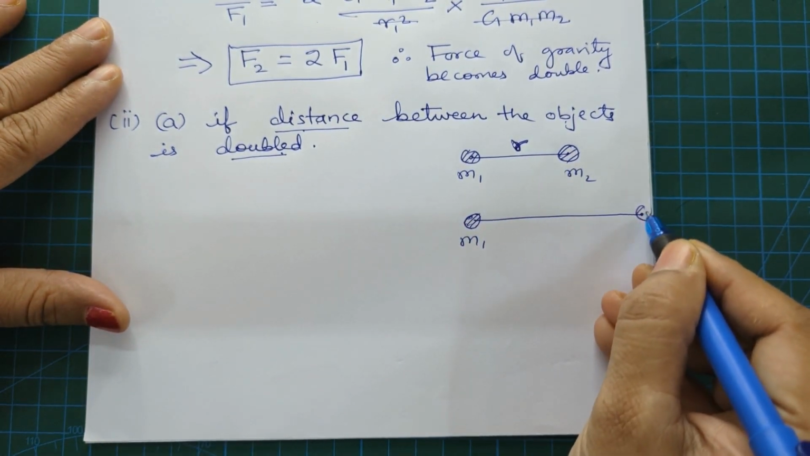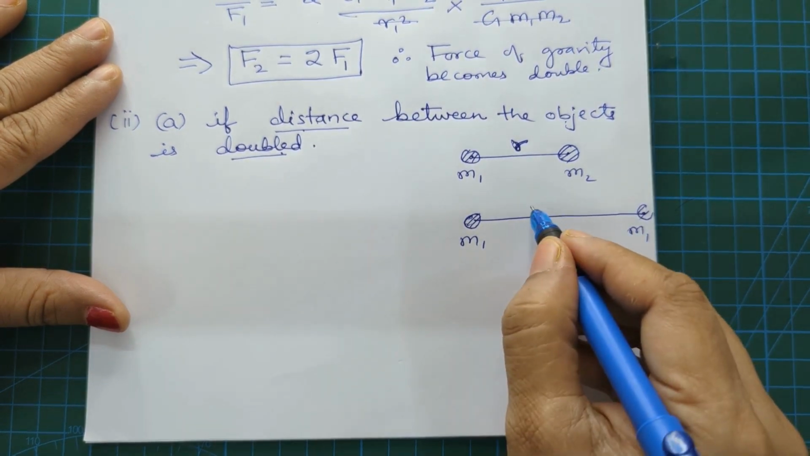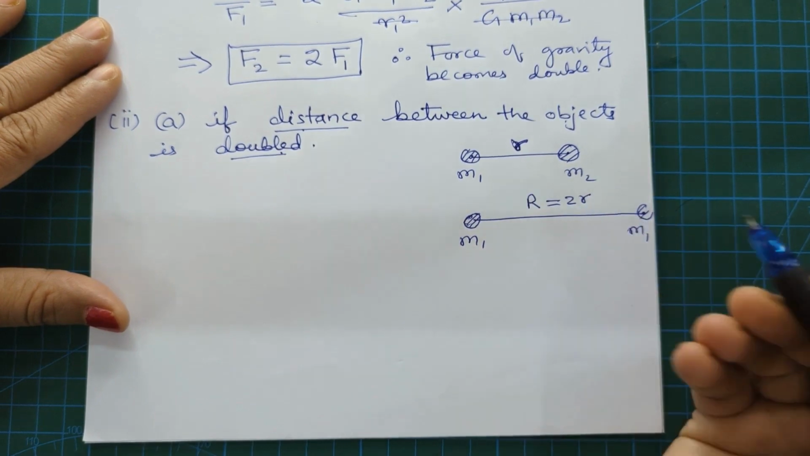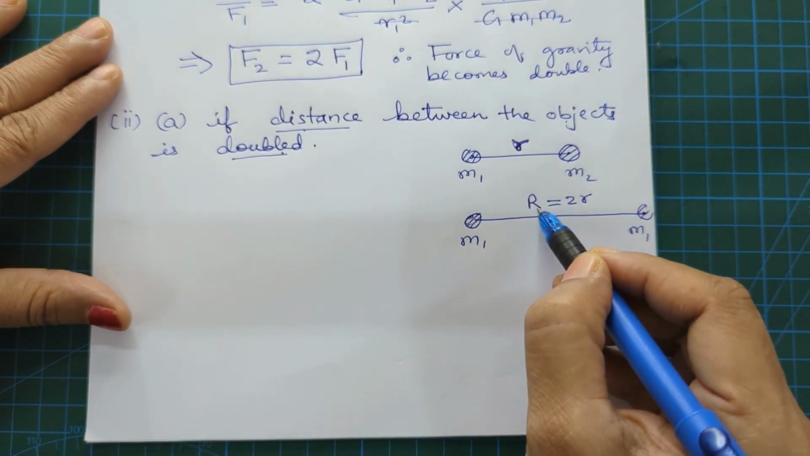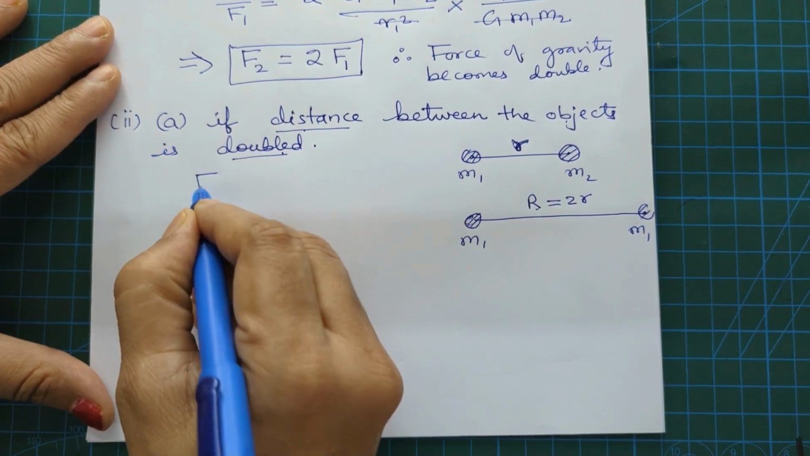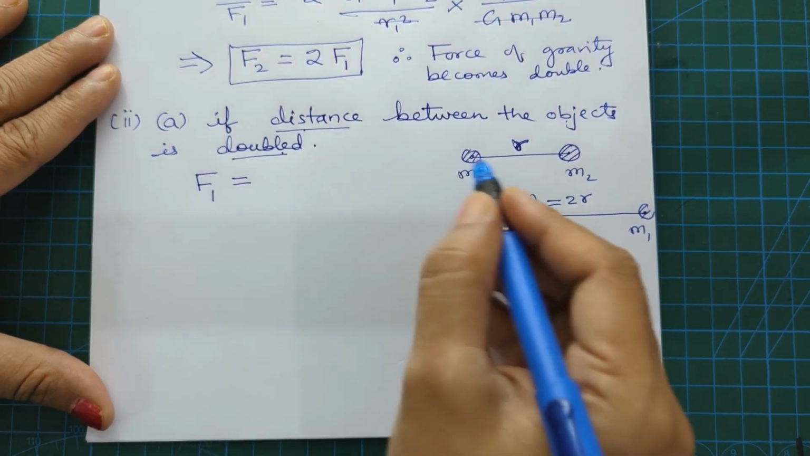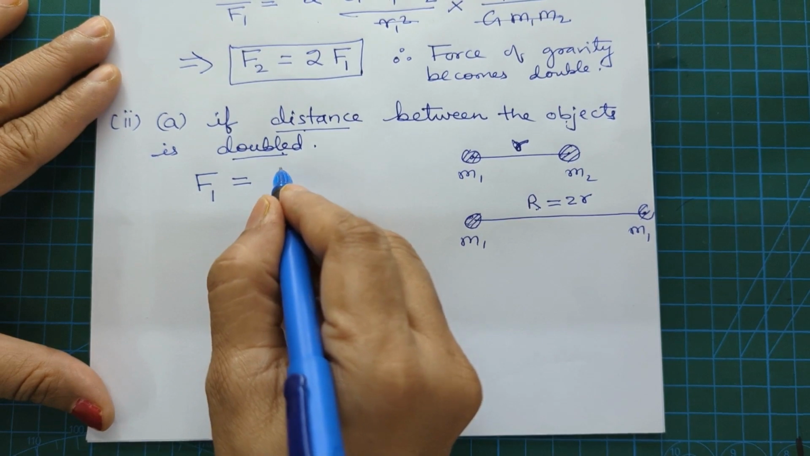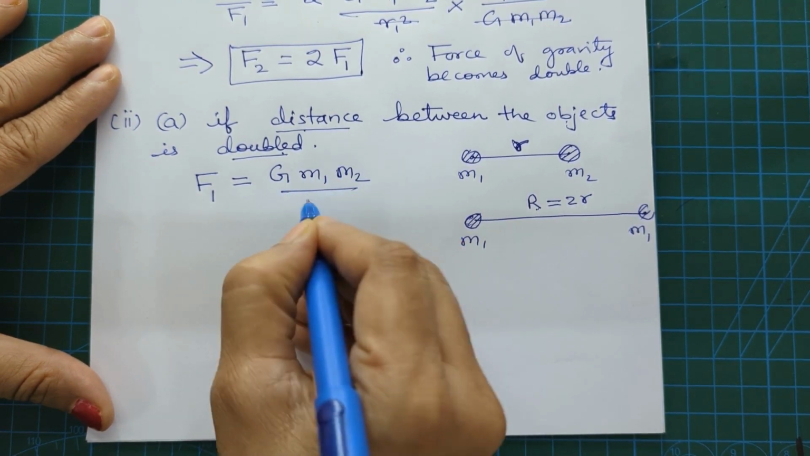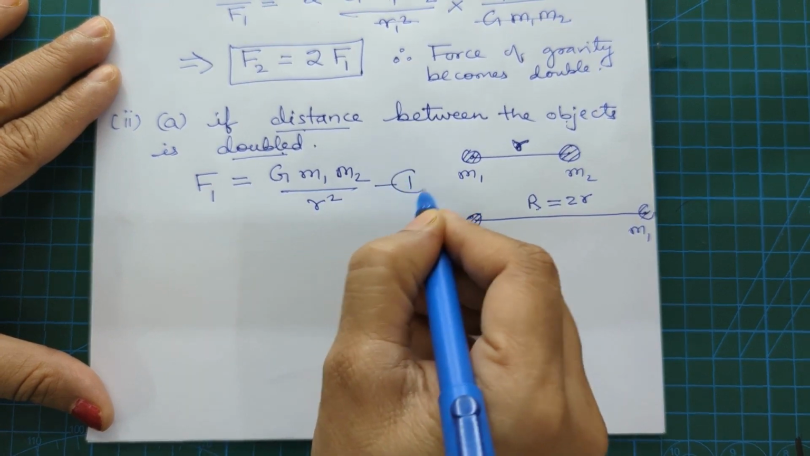So the distance between m1 and m2 is the new distance. The new distance is double the initial distance. You can even take r1, r2. I have taken small letter r and capital letter R. So first, in the initial case, what was the force of gravity between the masses? Force of gravity was G m1 into m2 by r square. Let's call this equation 1.